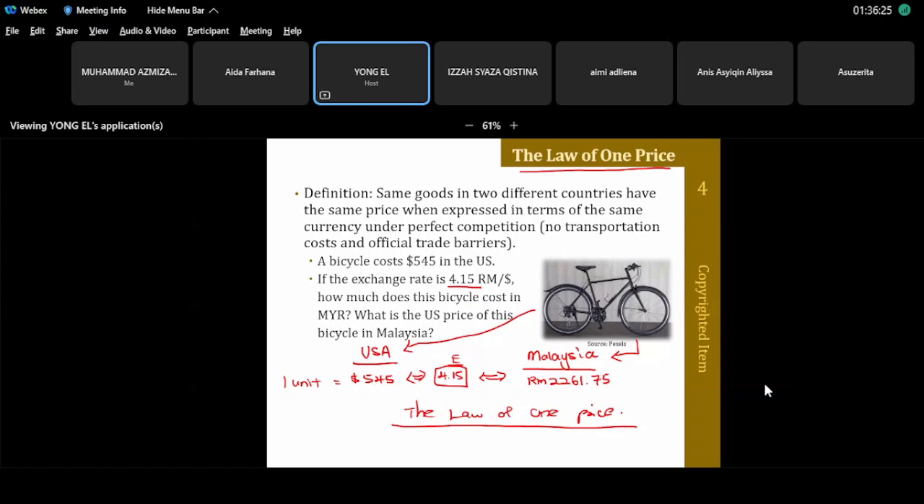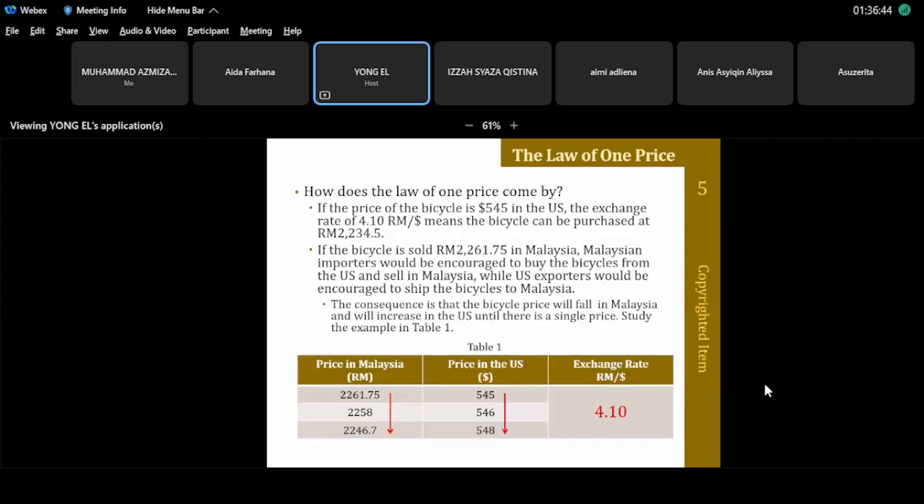This concept is important because from this concept, we will develop and expand our understanding from exchange rate to interest rate and also inflation. So do not underestimate this concept, the law of one price. How does the law of one price come about? Then we need to understand the process and also why it is important to have the law of one price between two countries.